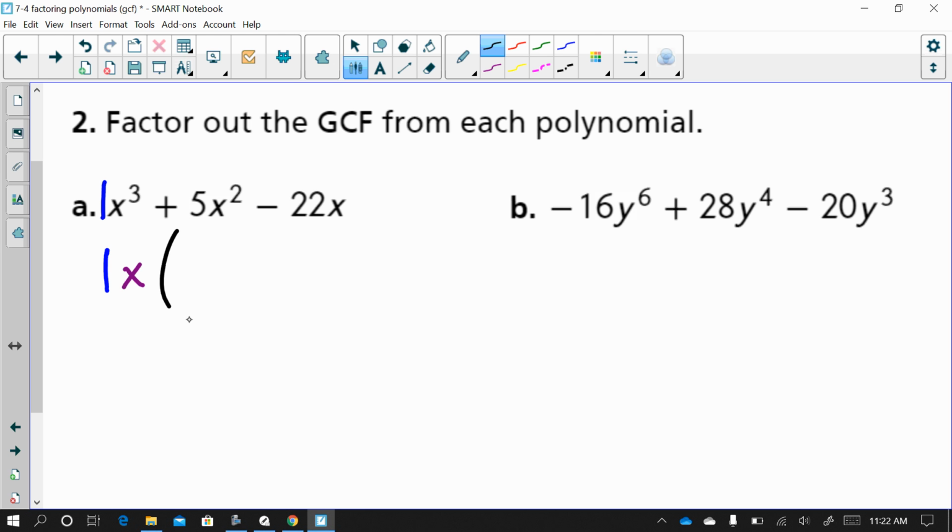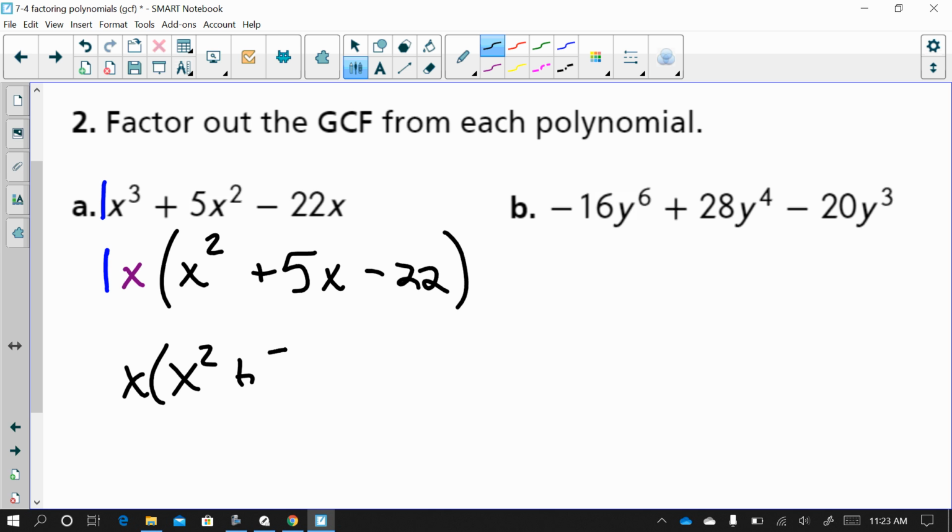Okay, so now we do parentheses. What is left? What times x gives you x cubed? Well, x squared. What times x gives you 5x squared? 1 times 5. X times what gives me x squared? X times x. Okay, and then what times x gives me negative 22x? Negative 22 times x gives me x. So just leave that alone. So your answer here is x times x squared plus 5x minus 22.